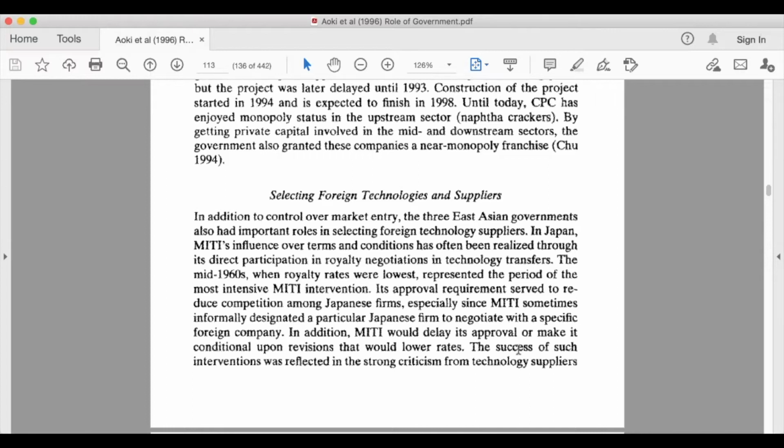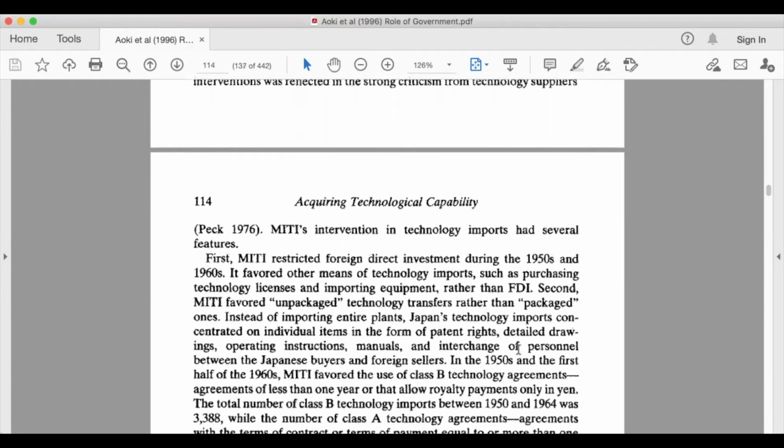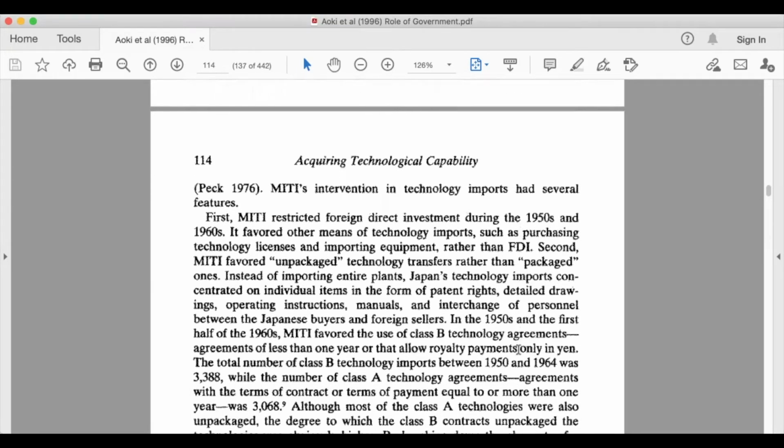The mid-60s, when royalty rates were lowest, represented the period of the most intensive ministry intervention. Its approval requirements served to reduce competition among Japanese firms, especially since MITI sometimes informally designated a particular Japanese firm to negotiate with a specific foreign company. In addition, MITI would delay its approval or make it conditional upon revisions that would lower rates. The success of such interventions was reflected in the strong criticism from technology suppliers. MITI's intervention in technology imports had several features. First, MITI restricted foreign direct investment during the 1950s and 1960s.